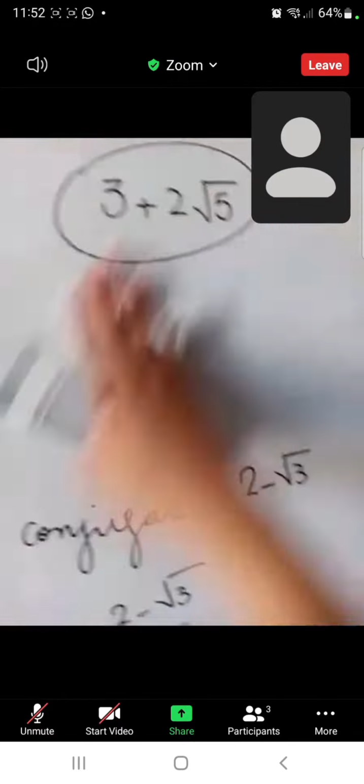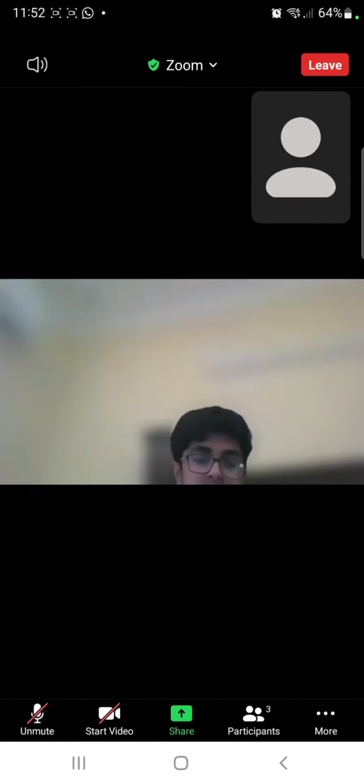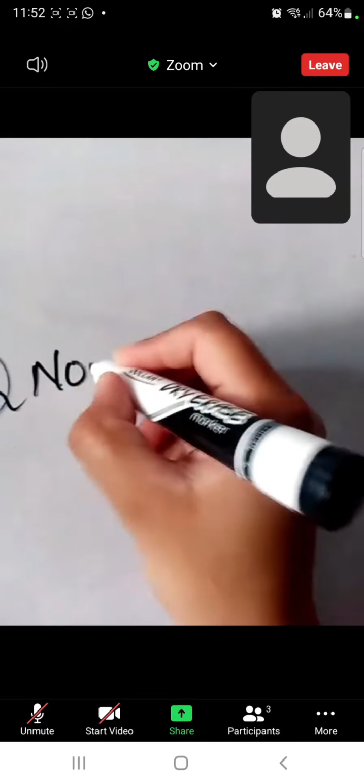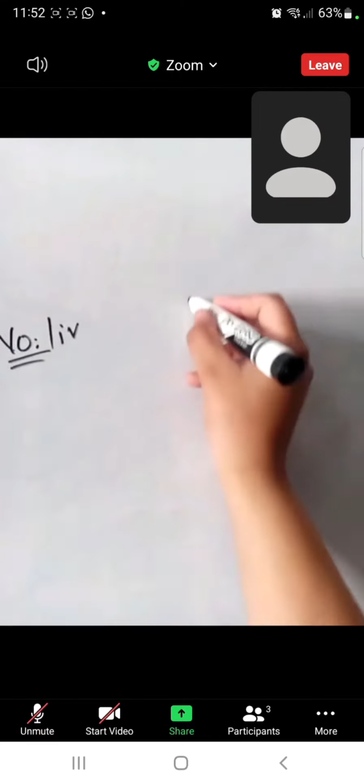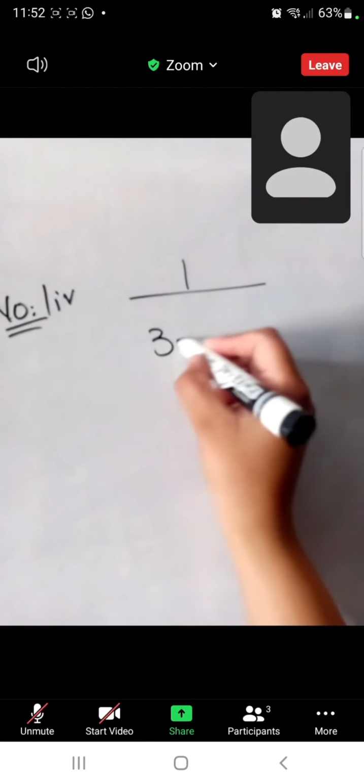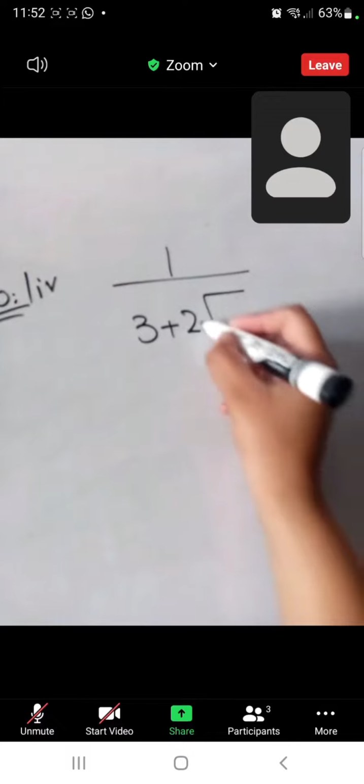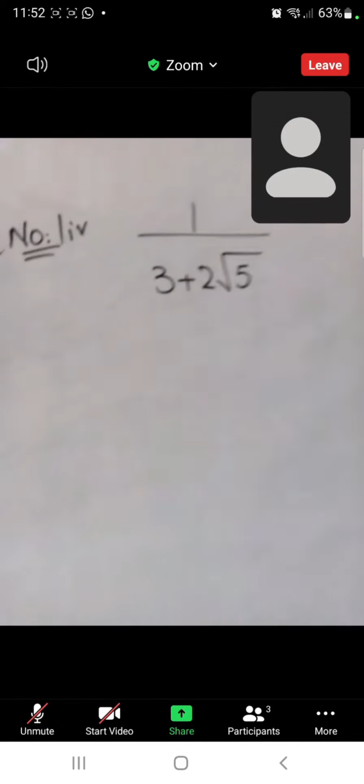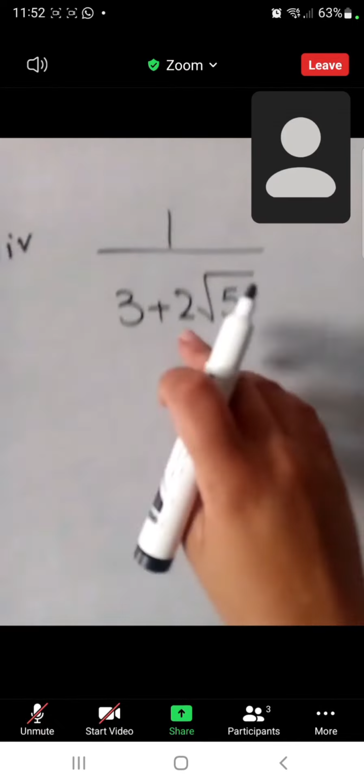Question number 4 is, rationalize the denominator. Question number 1, part 4. Rationalize the denominator. It is 1 divided by 3 plus 2 times under root 5. Okay? Here, first of all, you have to check.